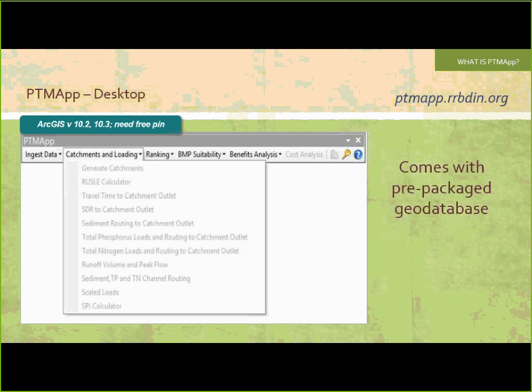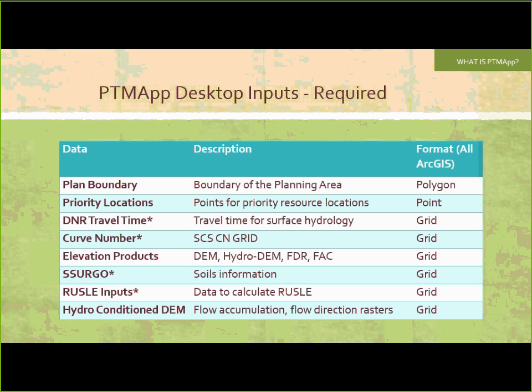The desktop is actually an ArcGIS toolbar. You load it into your ArcGIS. There's, I think, 11 modules. You can go ahead, you run it in your ArcGIS, and it creates a database. And I'm not going to get into this, but that database comes with prepackaged data. There are input data that we need. These are the input data that we need.